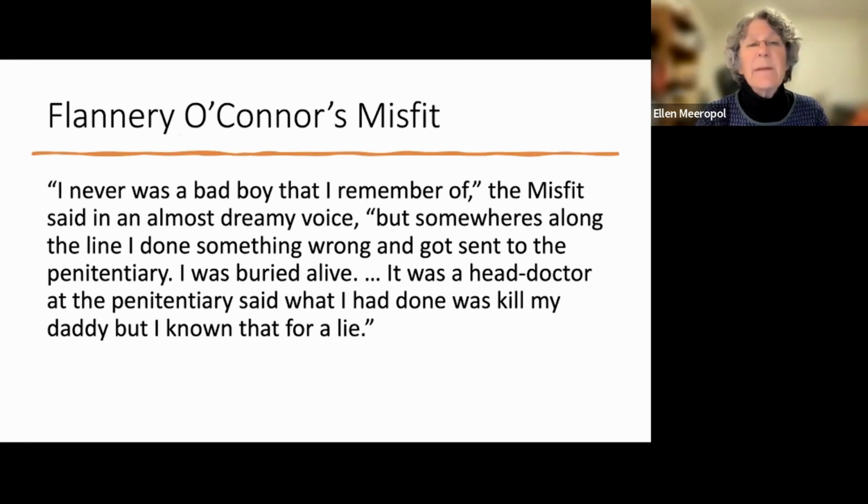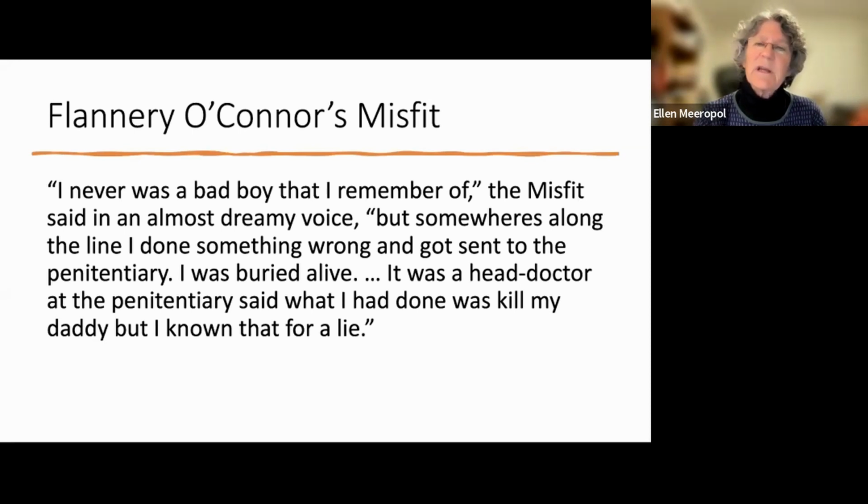I never was a bad boy that I remember of, the misfit said in an almost dreamy voice, but somewheres along the line, I'd done something wrong and got sent to the penitentiary. I was buried alive. It was a head doctor at the penitentiary said, what I had done was kill my daddy, but I'd known that for a lie.